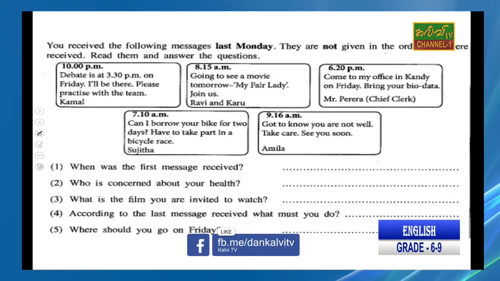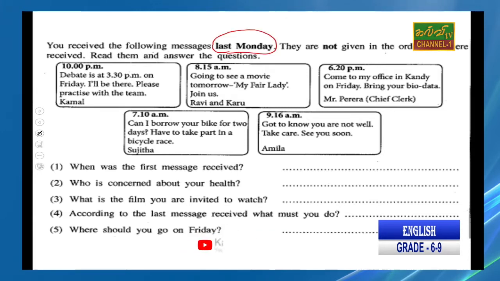You received the following message last Monday. You have got the messages. Yes, last Monday. They are not given in the correct order. Not in order, but they were received. Read them and answer the questions. First, you are going to read and answer the questions. There are 1, 2, 3, 4, 5 notices. You are going to read and get the information, and questions are waiting for you.